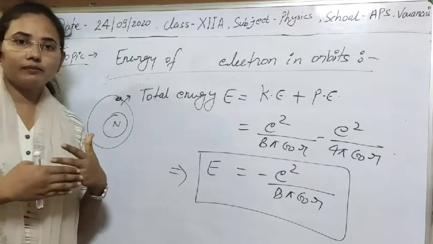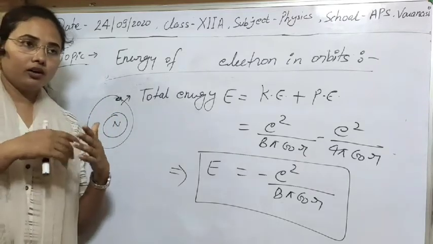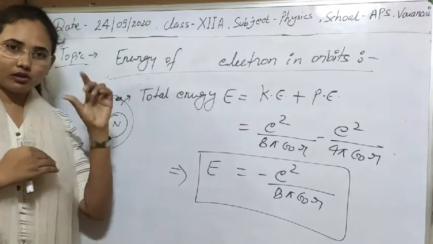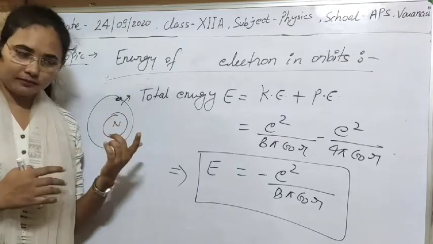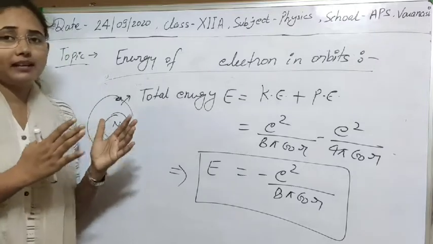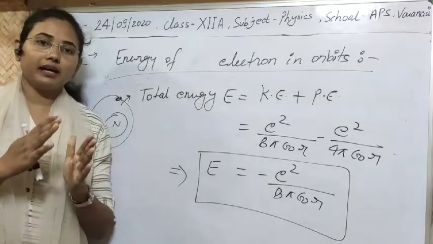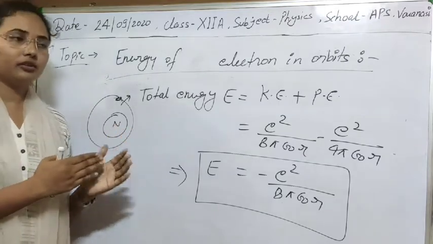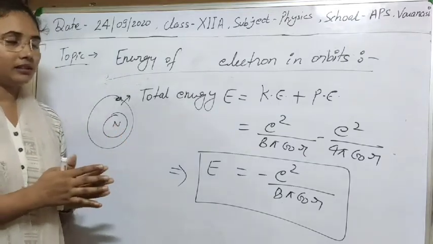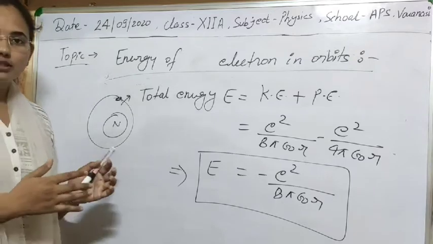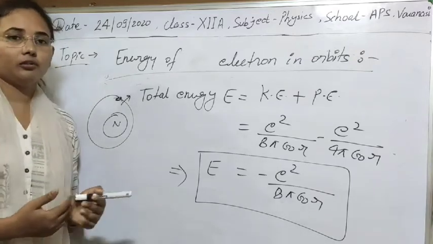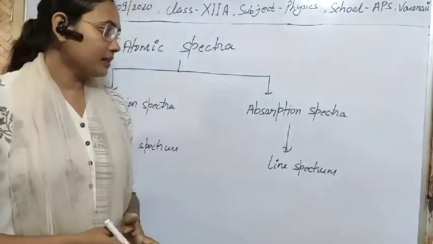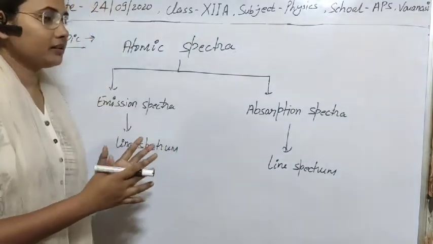His postulates of circular orbit, he also provided us some concept of atomic spectra, and he tried to explain the spectrum of some atoms like hydrogen. So you have to study that only here, the spectrum of hydrogen atom. So let's see what atomic spectra is and what the spectrum of the hydrogen atom is. Now let's study what atomic spectra is.